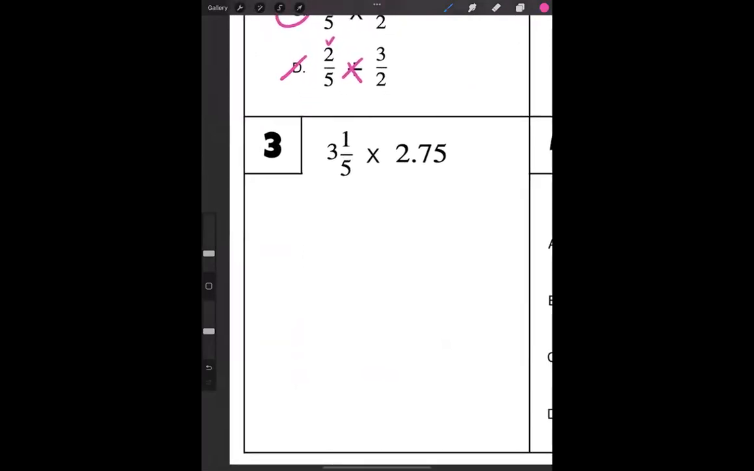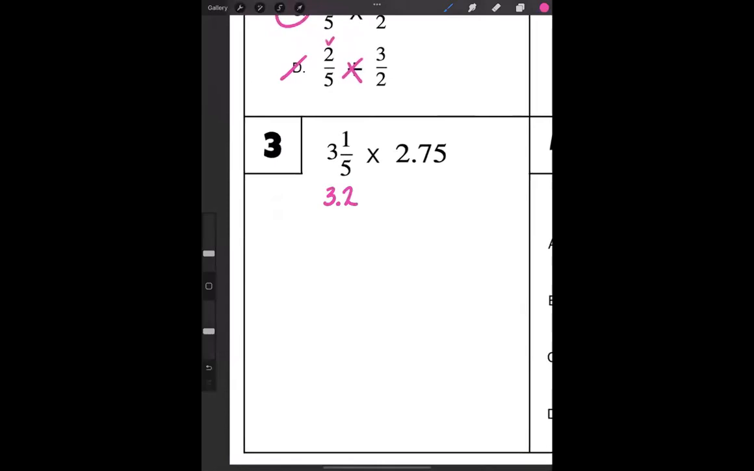3 and 1/5 times 2.75. So the 3 is not going to change. You know it's going to be 3 point something. If you remember your fifths are like your fingers, 0.2, 0.4, 0.6, 0.8, you can already know that this is 3.2. But let's say you don't remember that.